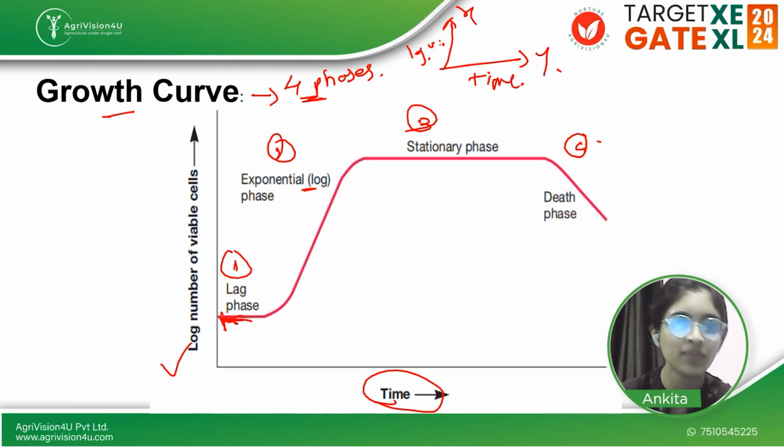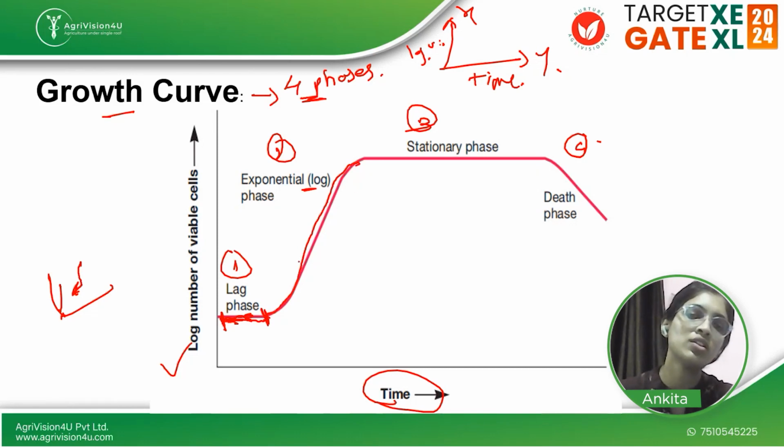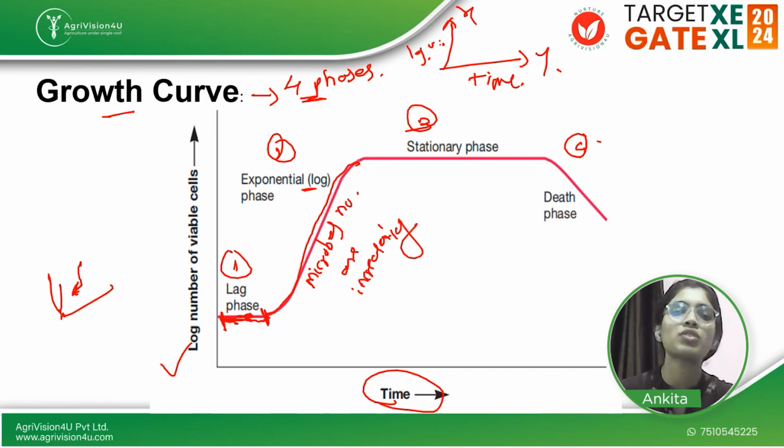Can you observe? Is it like this? No, it is like this. So here they are adapting to the condition. There is no increase in number. Now, from this point, what can you observe? Slowly and steadily, there is a log number increase in your microbes. Here your microbes are increasing. Till here, your microbial number is increasing.